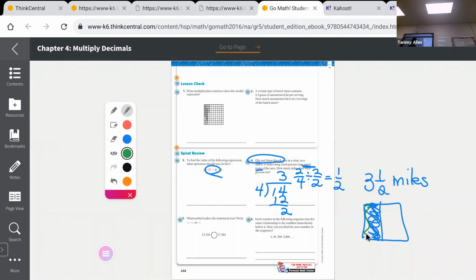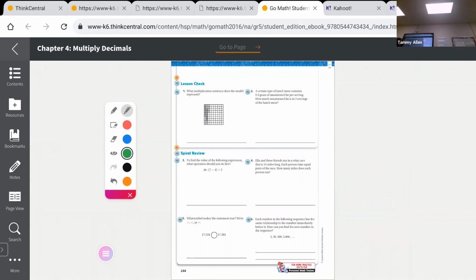Fraction. It would be 50. 50 hundredths or 5/10. Would that work? No. 3 and 5/10 of a mile? Sure. Okay.